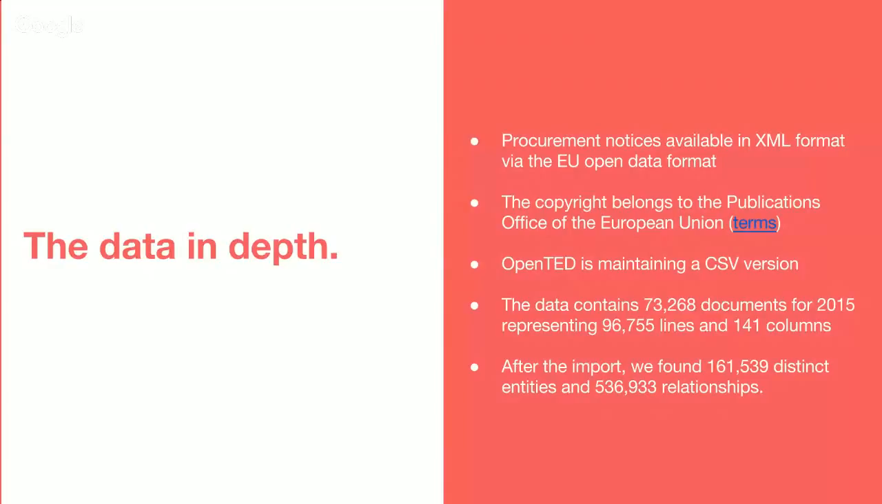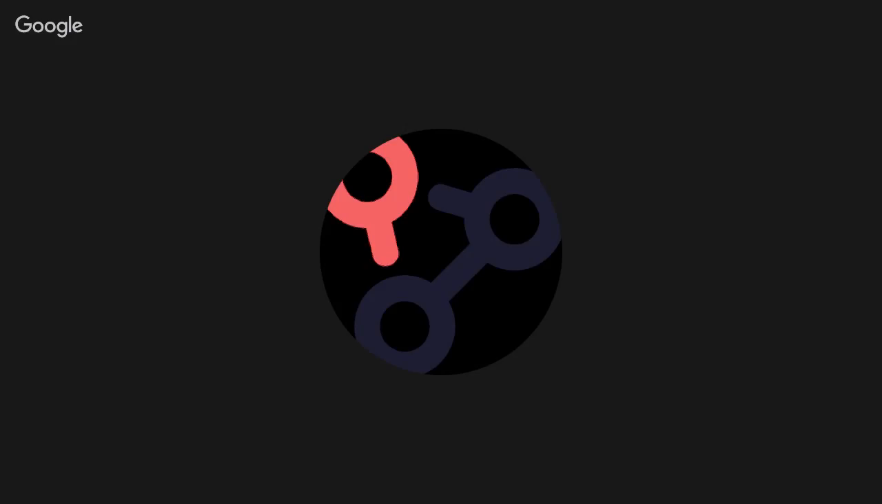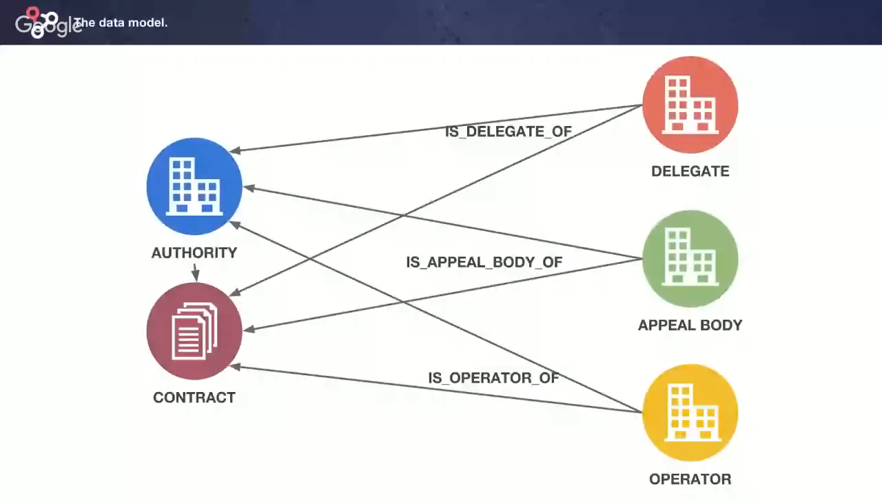So first, let me talk about the data model. Out of these 141 different columns, we have decided to extract a key set of entities and a key set of relationships. So the entities that we are going to be focusing on today are the authorities. So these are the organizations, let's say, who are emitting the tenders.